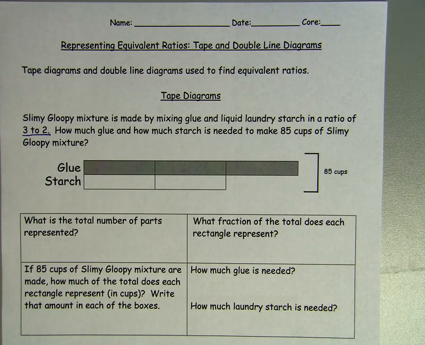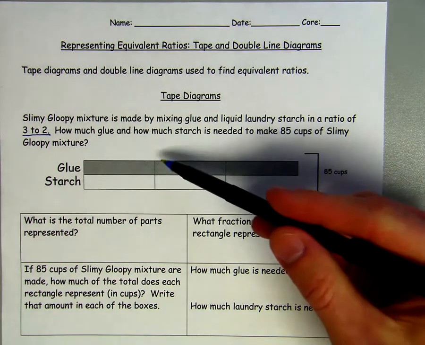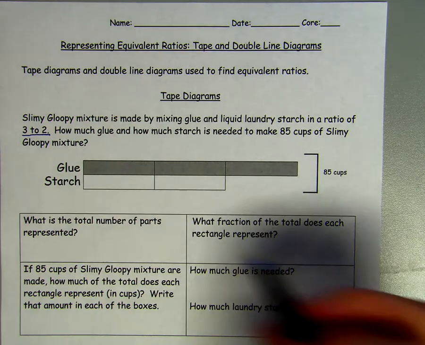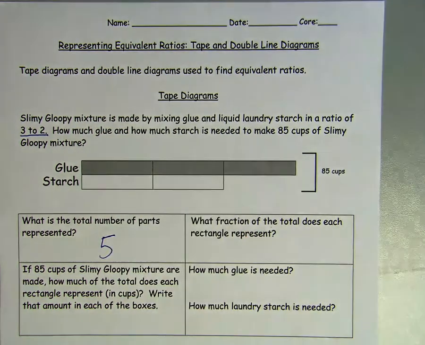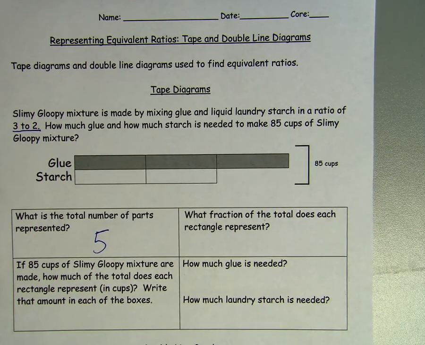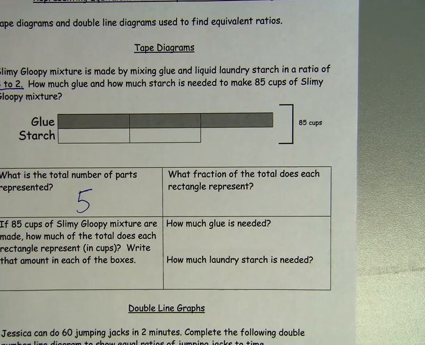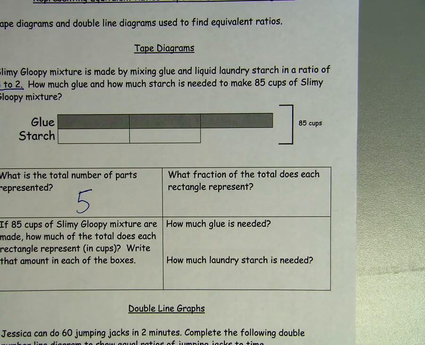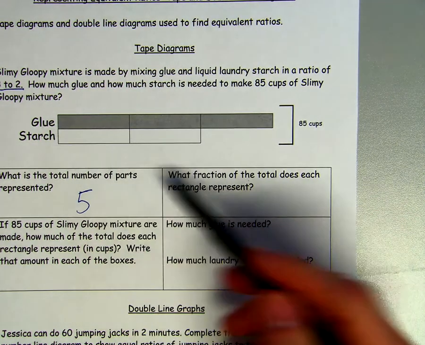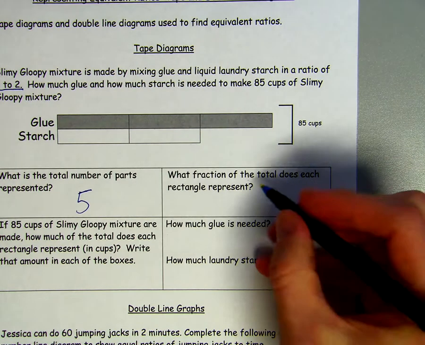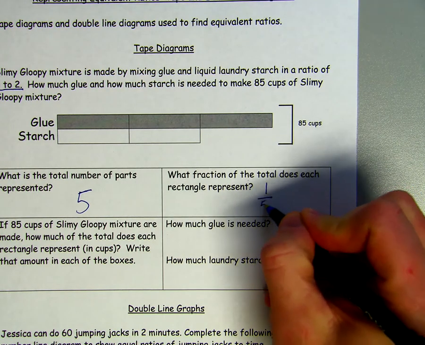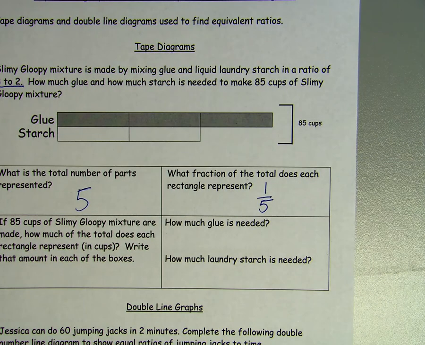Okay? So the first question is what is the total number of parts represented? We have 3 parts for glue and 2 parts for starch. So our answer is 5. There's 5 parts. Next question asks us, what fraction of the total does each rectangle represent? Well, if we think about this as a whole and we break it into 5 parts, each part would be 1/5 of the total, or 1 out of 5 of the total.